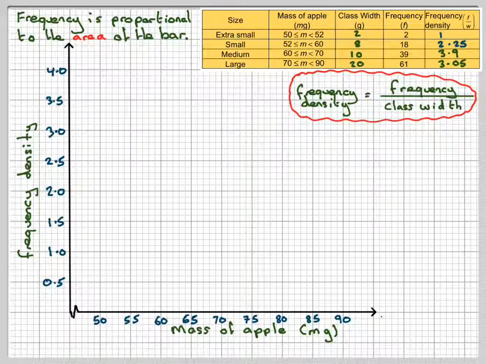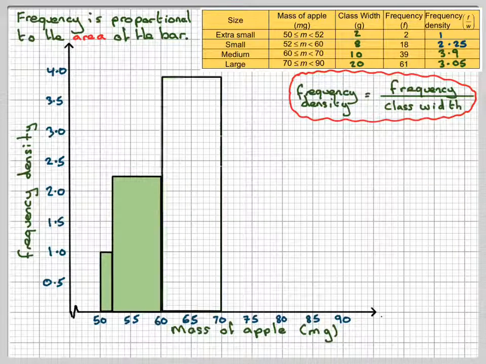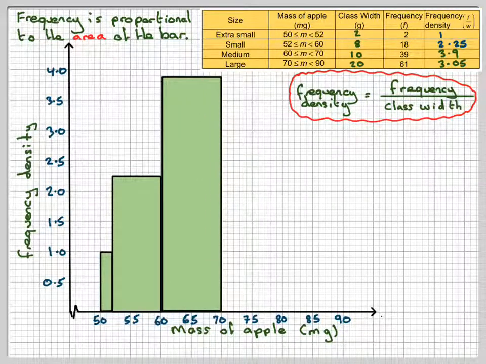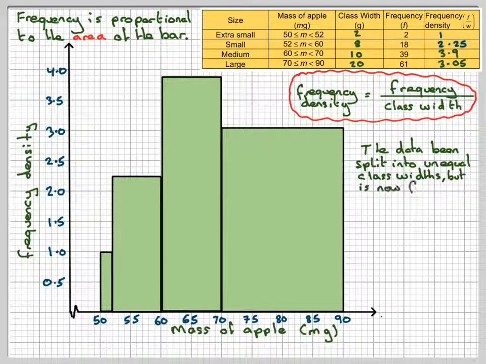So if we now plot, the first one is 1. The next one I need to plot is from 52 to 60, and I need to go up to a frequency density of 2.25. Next one, I need to go up to 3.9 from 60 to 70. And for the last one, 70 to 90, I need to go up to 3.05. Now this looks more like the original data, not quite, but the data has now been split into unequal class widths, and it has been fairly represented because the frequency is now proportional to the area of the bar.